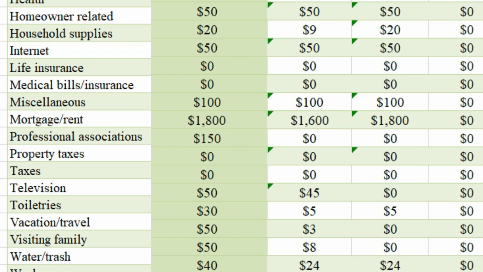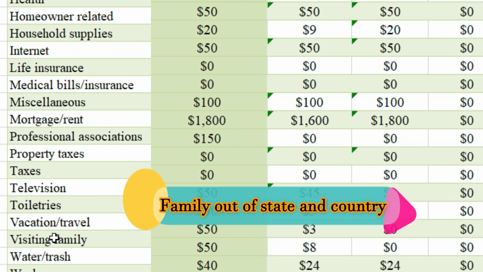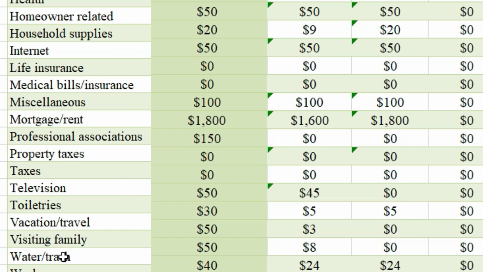Vacation and travel, I have $50 there. The reason why I started the sinking fund for vacation and travel is because my school is out of state and I am planning to go for my graduation, save money aside for that. And then all our families live out of state, so we kind of need to have sinking funds so that when we decide to go visit, we have money to actually get us there. Water trash, this is we pay every 3 months, so kind of pull money aside, sinking funds for that.